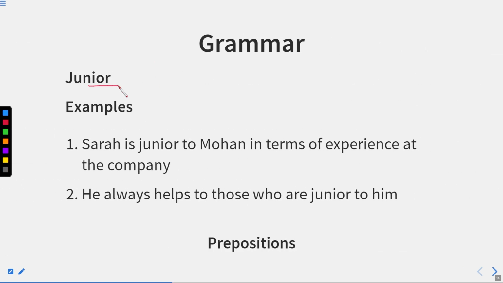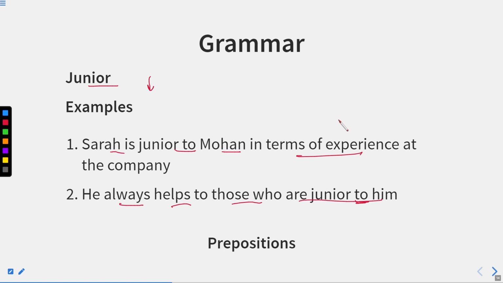Now, next word we have junior. As I have already told you, Sarah is junior to Mohan. It means she is less in anything which is told about. So here we are talking about terms of experience. So in terms of experience, Sarah is less experienced than Mohan, or you can say junior to Mohan. He always helps those who are junior to him. So here we are using to, not than. We cannot use junior than him. Instead, we should use junior to him.